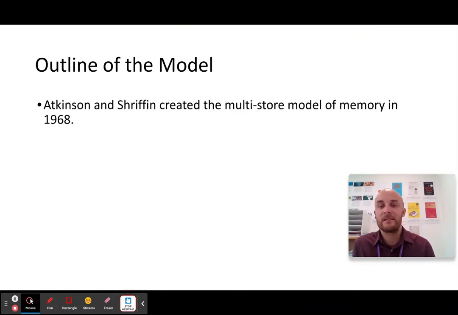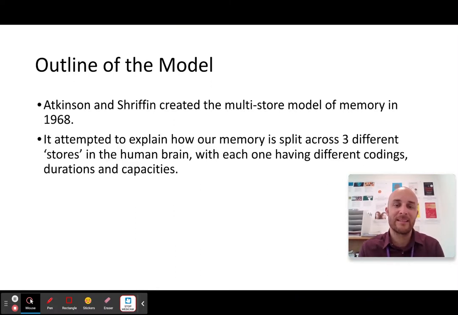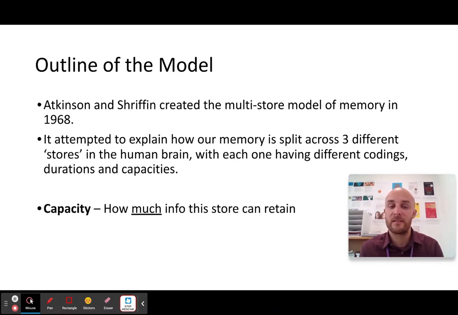And what we are looking at here is the multi-store model of memory. The name kind of gives it away. Atkinson and Shiffrin are who created the model back in the late 60s. They come up with this idea that we have three different stores in our brains, three different types of memory. And each of these stores has different codings, durations, and capacities. And yes, you do need to know the codings, durations, and capacities for each. But you also need to know what they are.